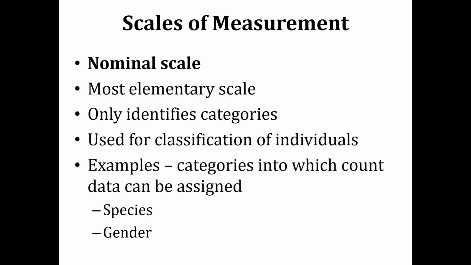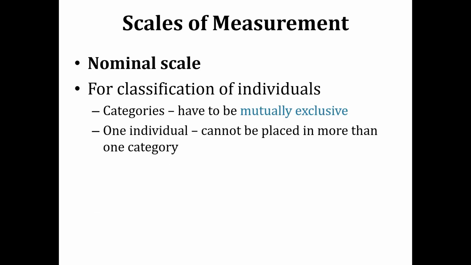So for example, you're going to classify members of the statistical population according to their species, or according to their gender. So these are the examples in which you can count data. So the nominal scale basically involves counting of the individuals into different categories. Now, for the classification of individuals, the categories have to be mutually exclusive, right? Which means that one individual cannot be placed in more than one category. So these categories are mutually exclusive and there is no overlap between them.